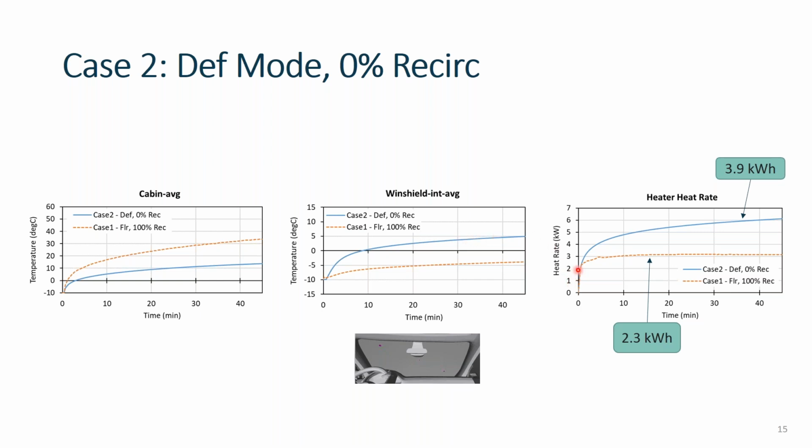Okay, in terms of heater heat rate and overall energy expenditure, case 2 again is in blue. In terms of overall energy, integrating these curves, almost double the overall energy expenditure for our defrost case. So again, you can already see there's definitely some energy management concerns, but we will do a lot to mitigate fogging in this case.